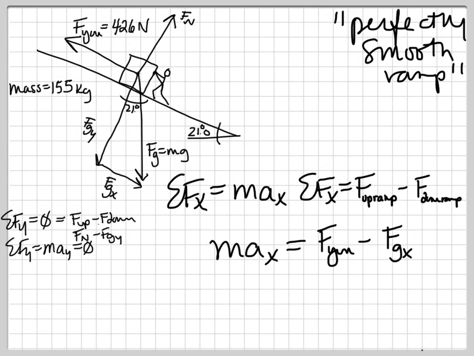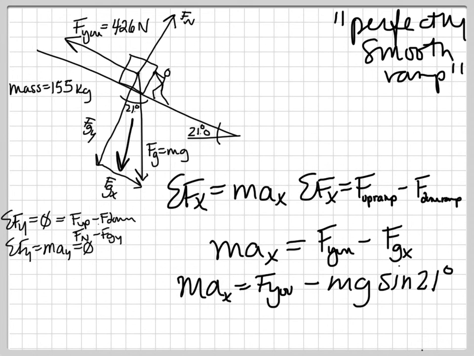Now, we know what the force you're exerting up is. What is the expression for the force of gravity on the x? mg times sine of 21. Correct? We good with this? Okay. If you're not good, holler. Don't be brave.